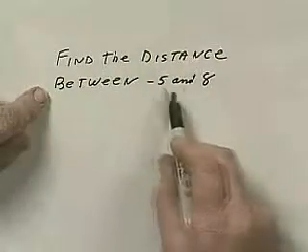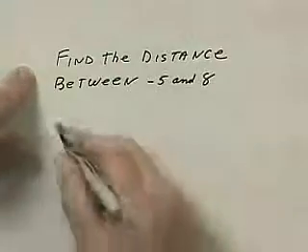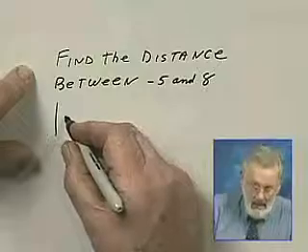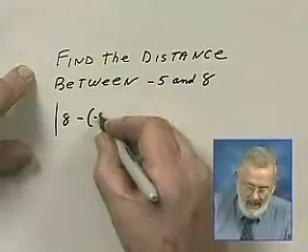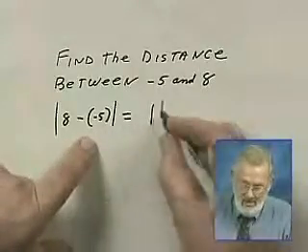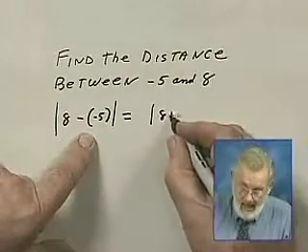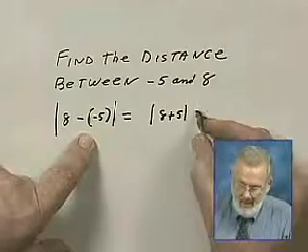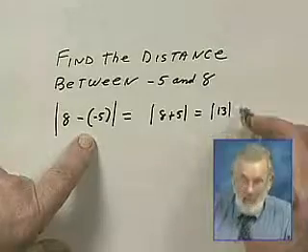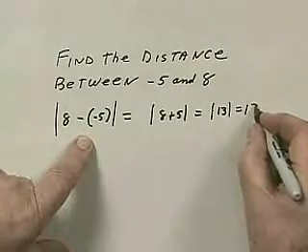Absolute value is also used to find the distance between 2 points on a number line. Let's look at an example. Find the distance between -5 and 8. So we want the absolute value, since we want a distance between 8 and -5. So we have to do the inside first. So this will be 8 and 5, the absolute value of that, or the absolute value of 13, which is 13.